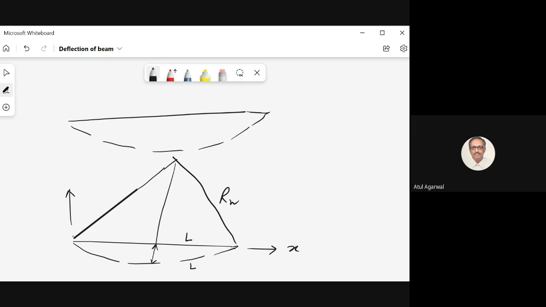Basically what happens when you load it like this, something which was initially like this slightly moves, and so this length stays equal to the original length. There is a slight movement inside. So this arc length is L because this is a neutral surface. Now my target is to find this distance. This I call deflection delta.